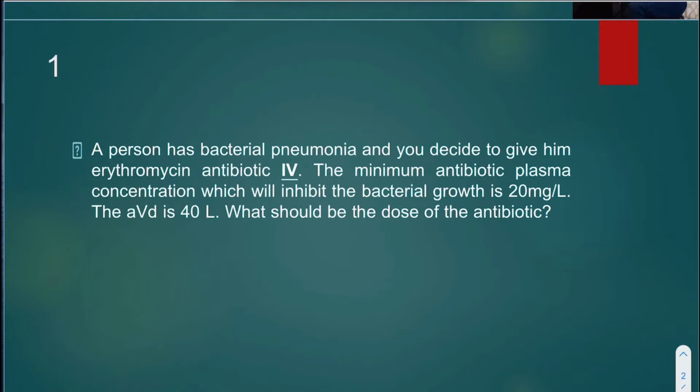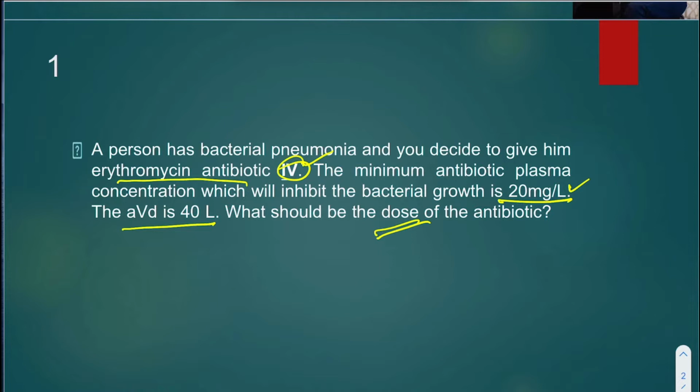Now the first one here is, a person has bacterial pneumonia and you decide to give him an erythromycin antibiotic by IV route. So remember, IV route. The minimum antibiotic plasma concentration which will inhibit the bacterial growth is 20 milligram per liter, and the apparent volume of distribution is 40 liters. So what should be the dose of the antibiotic? What we know is that it is given IV, the plasma concentration is 20 milligrams per liter, and the apparent volume is 40 liters. What we want to find out is the dose.